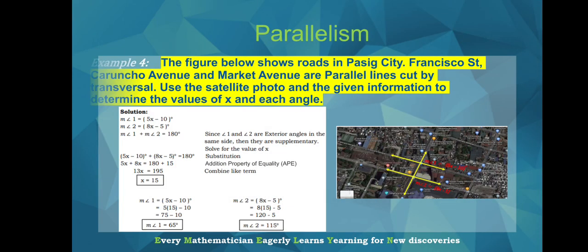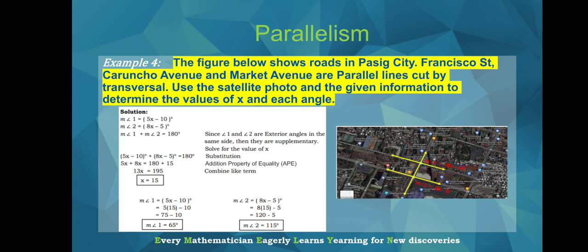Example 4. The figure below shows roads in Pasig City. Francisco Street, Carancho Avenue, and Market Avenue are parallel lines cut by a transversal. Use the satellite photo and the given information to determine the values of x and each angle.